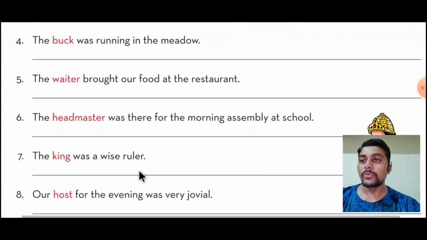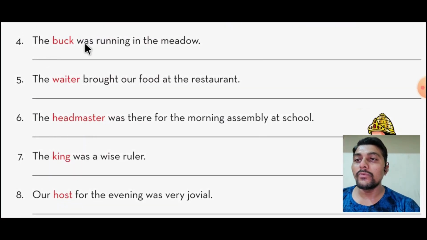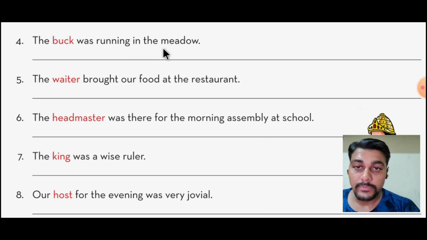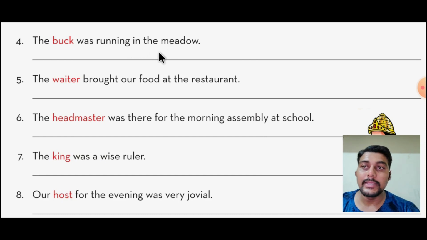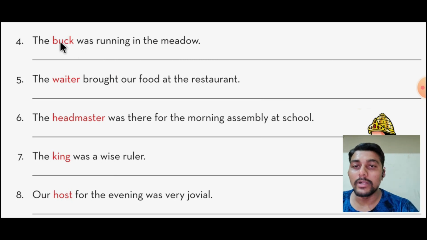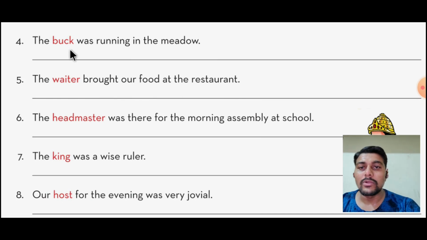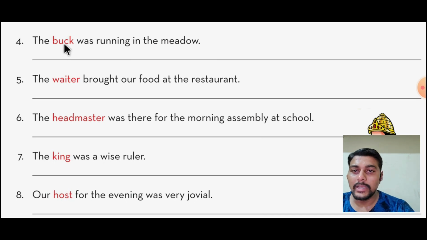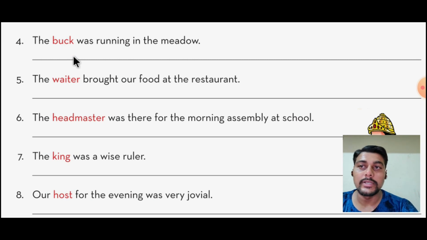Then the fourth one is, the buck was running in the meadow. The answer for this masculine noun buck is D-O-E, doe. The doe was running in the meadow. A kind of deer, or we can say rabbit. So these are all categories called for the male and female. So the doe was running in the meadow, D-O-E.